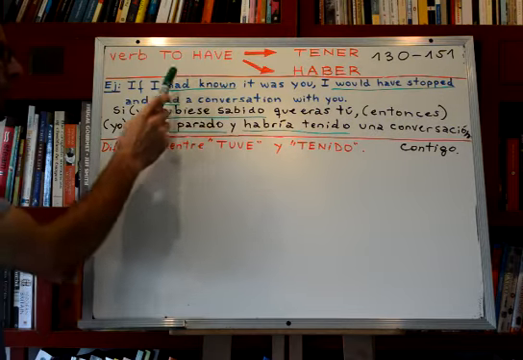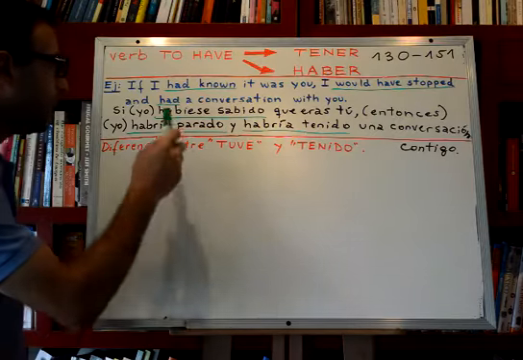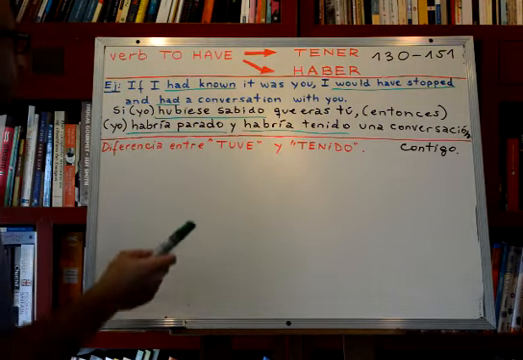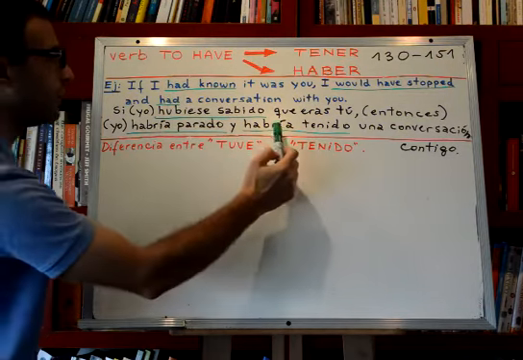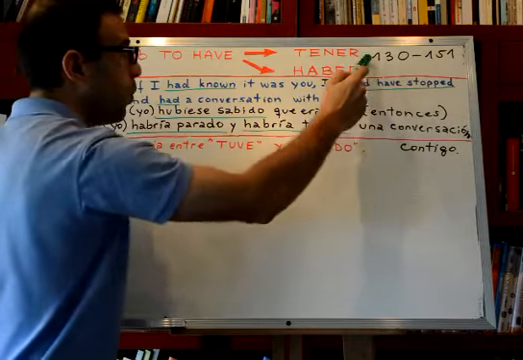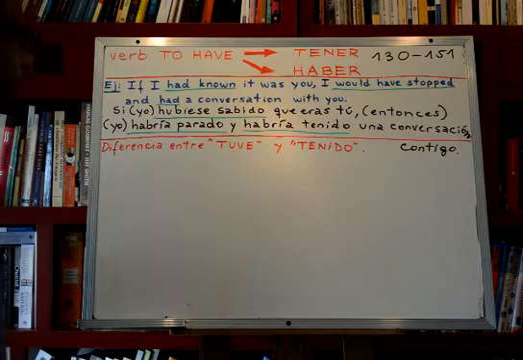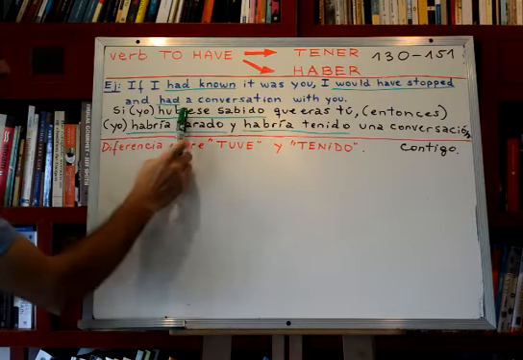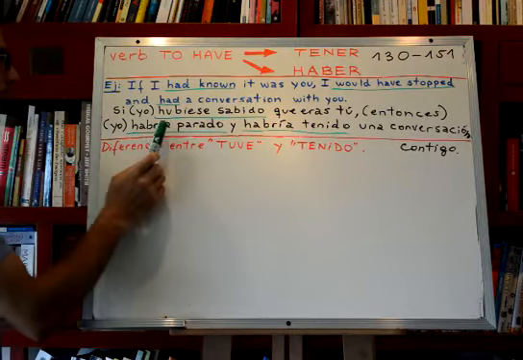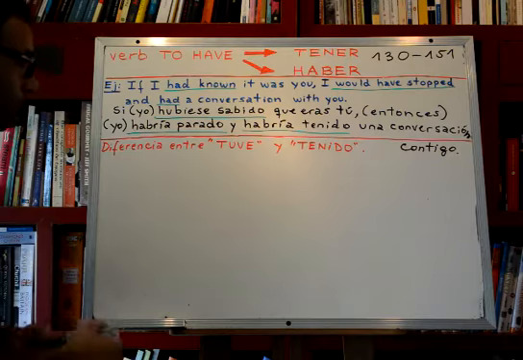Esto es una oración condicional o hipotética. Por lo tanto, utilizamos tiempos condicionales, ¿sí? Therefore we use conditional tenses. So go to these lessons and see how and when we use conditional tenses in Spanish. Si yo hubiese sabido que eras tú, entonces habría parado y habría tenido una conversación contigo. ¿Bien?